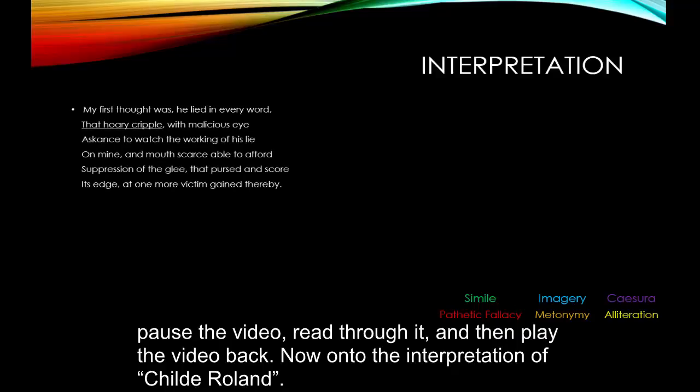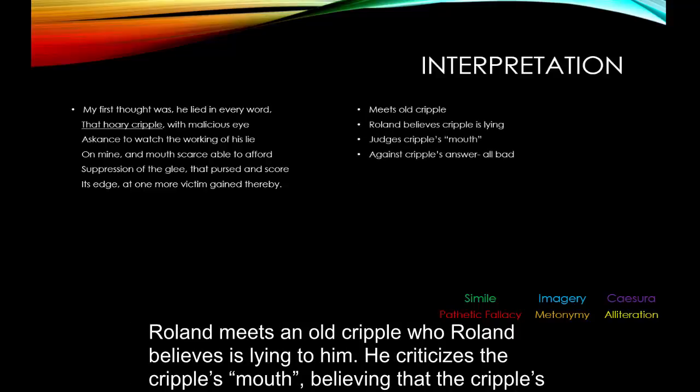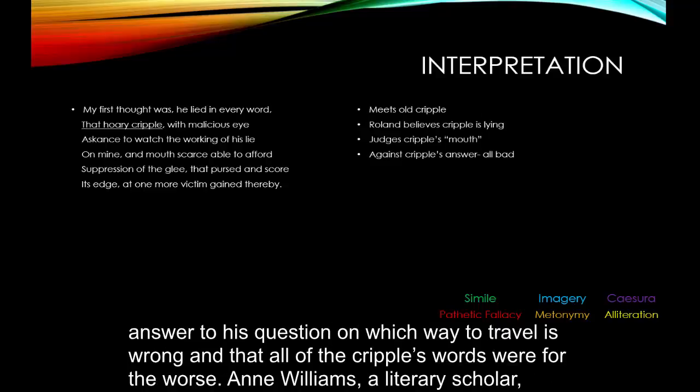This is the first stanza. This first stanza is the beginning to the character's, which is Childe Roland's, quest into the countryside in search for a tower. Here, Roland meets an old cripple who Roland believes is lying to him. He criticizes the cripple's mouth, believing that the cripple's answer to his question on which way to travel is wrong, and that all of the cripple's words were for the worse.